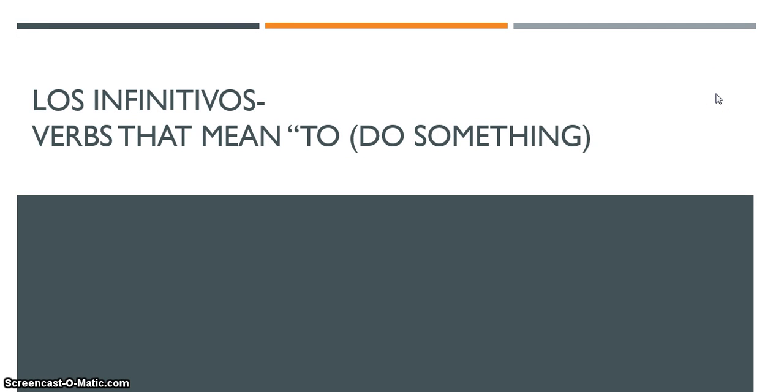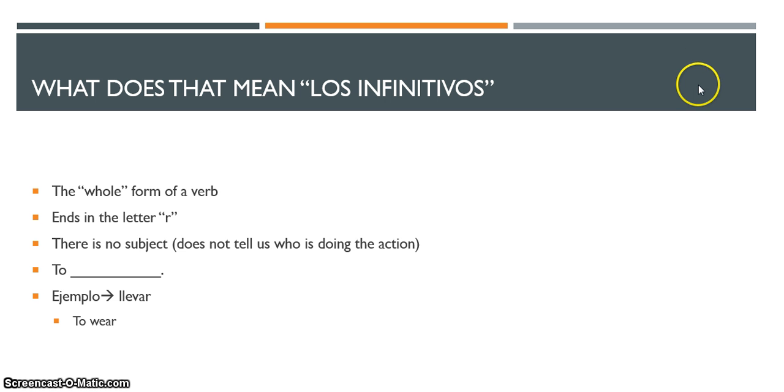Hola clase, en esta lección vamos a aprender y repasar los infinitivos. So the form of the verb that means to do something. So the whole big form of the verb. So what does that mean? It means that there is no subject attached to this verb. The verb will end in the letter R, and it means to do something.